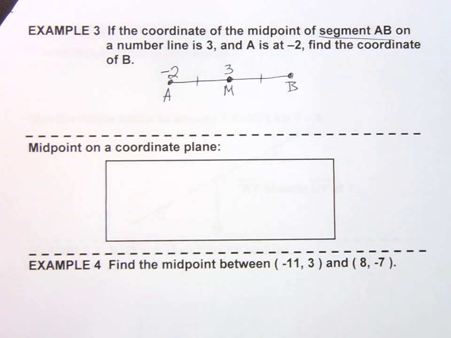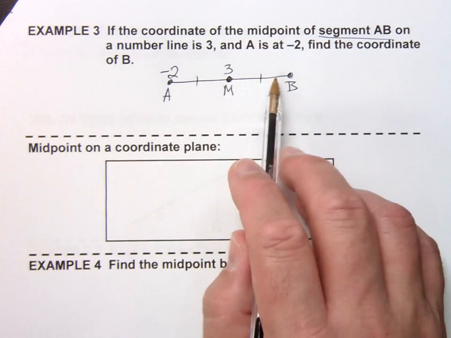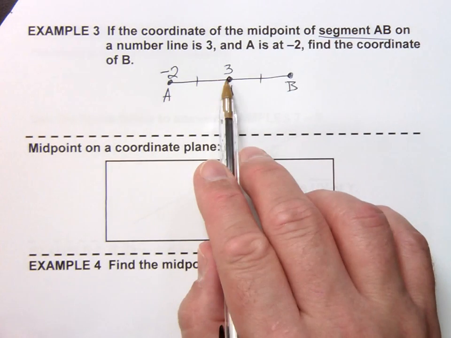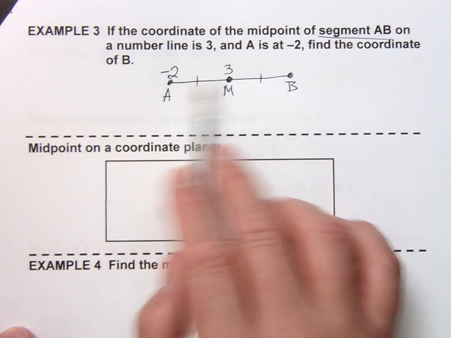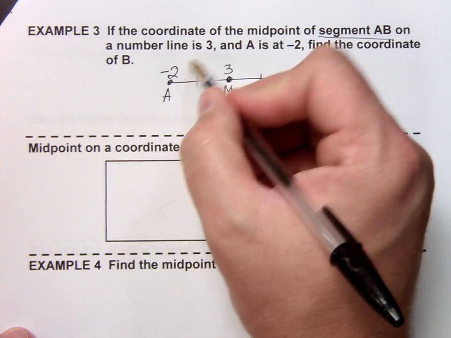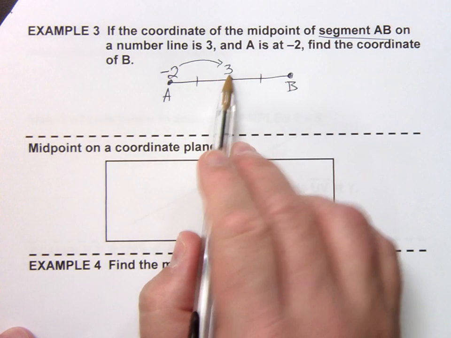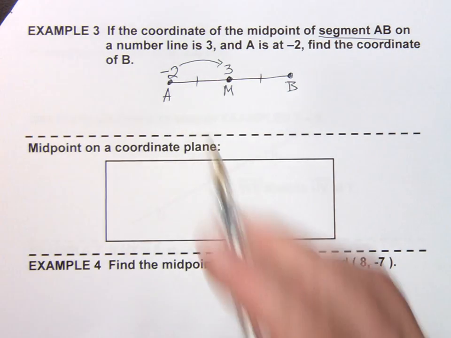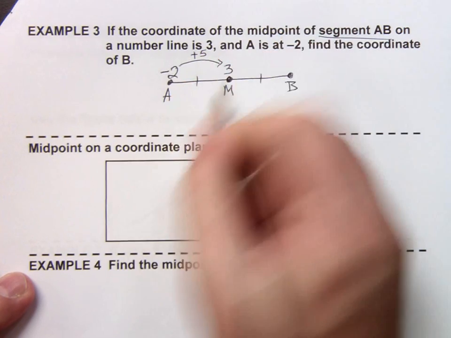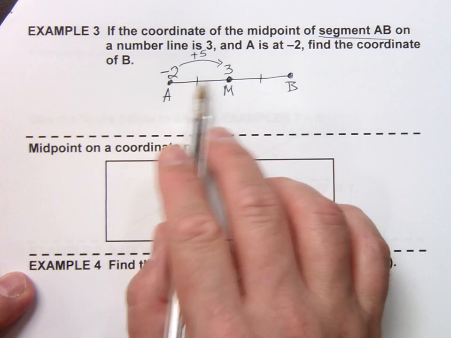Well, let's try this out. If M is the average of these two, it's halfway between them. Remember, this distance is the same as this distance. So what I'm going to do is just find out what's this distance. From here to here, what is the change in the coordinate? It's going from -2 to 3. So just think, is that an increase or a decrease? Well, it's an increase. It made it bigger, right? Well, how much bigger? We added 5. -2 plus 5 is 3. So this line segment right here has a length of 5.